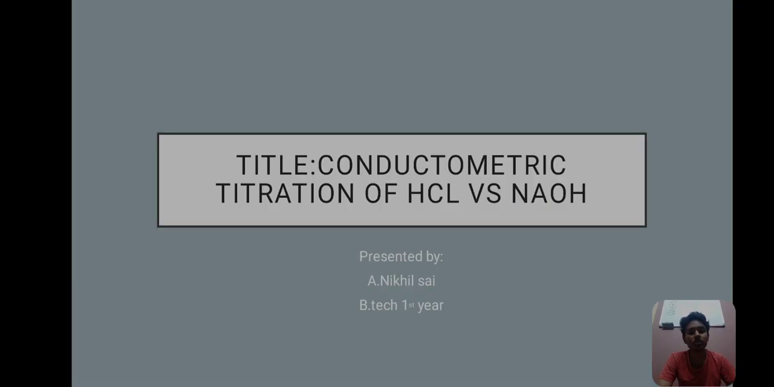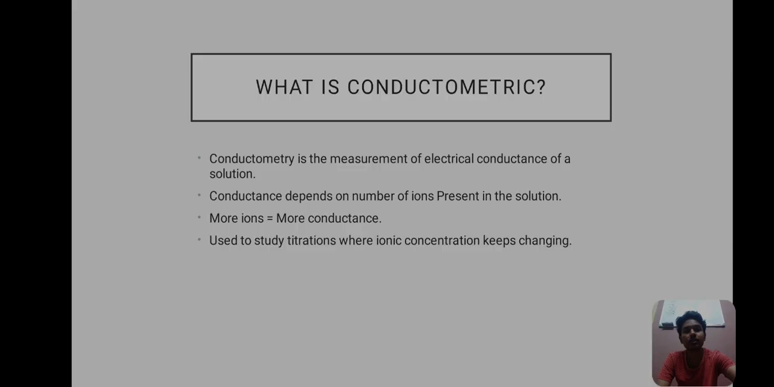In this presentation, I am going to explain the conductometric titration of HCl versus NaOH. What is conductometric? Conductometric is a technique in which we measure the electrical conductance of a solution. The conductance depends on how many ions are present. If there are more ions, the conductance will be higher. In titrations, as ions decrease or increase, the conductance also changes.